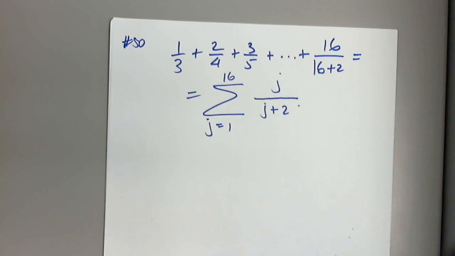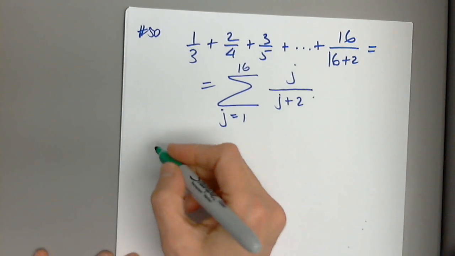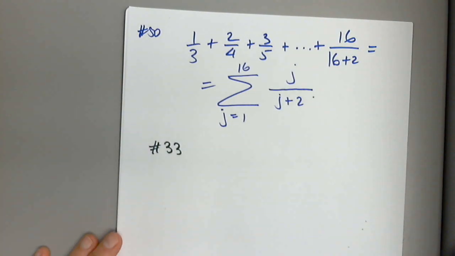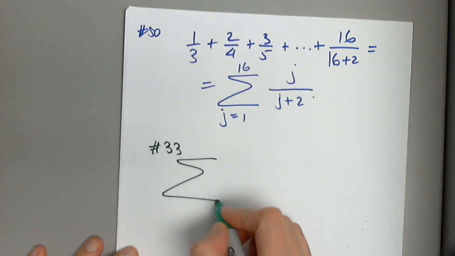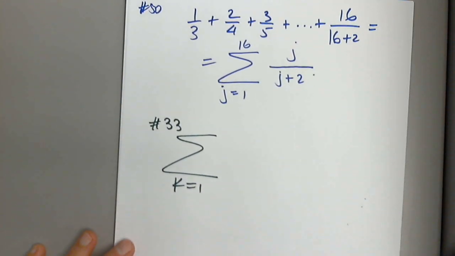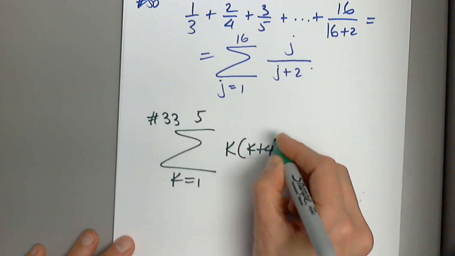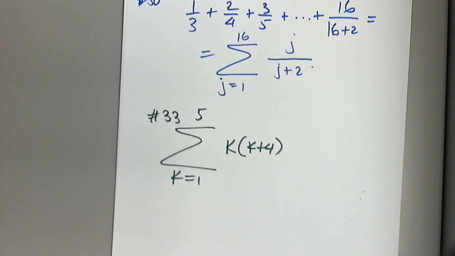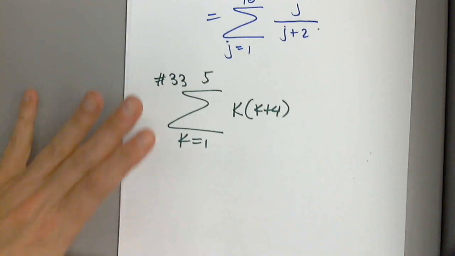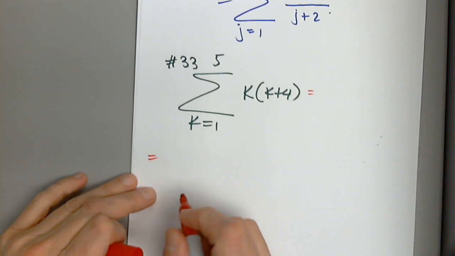One last type, promise. Problem 33: the sum from k equals 1 through 5 of k times (k plus 4). Find each indicated sum. I don't know what I have to add. I have to see the terms. How many terms do I have to write? Exactly. When k is 1, 2, 3, 4, and 5. Give me the first one without any calculations for everyone to see.